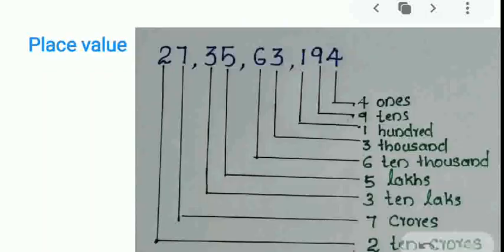Next topic is place values. You already know how to find the place values of smaller numbers. The same thing is followed here also. How many ones here? 4 ones, 9 tens, 100, 3,000, 6 10,000, 5 lakhs, 3 10 lakhs, 7 crores and 2 10 crores.